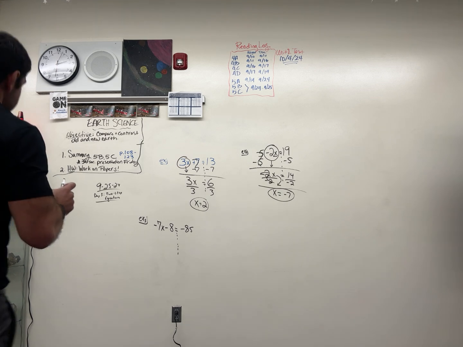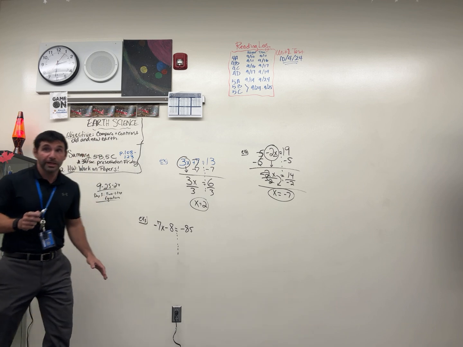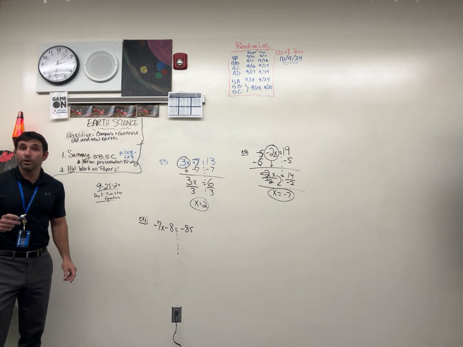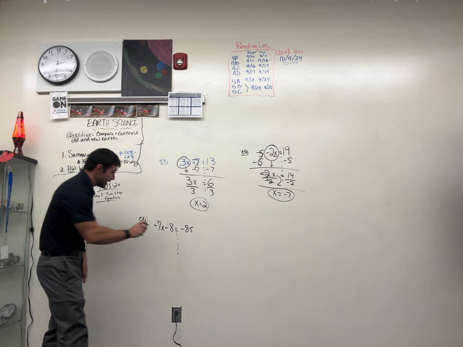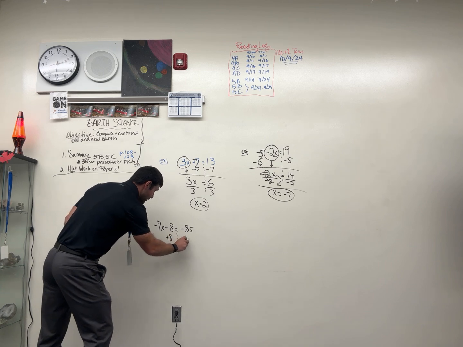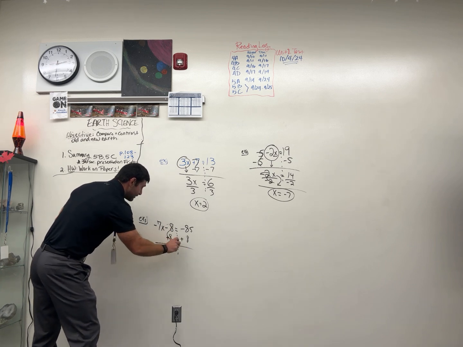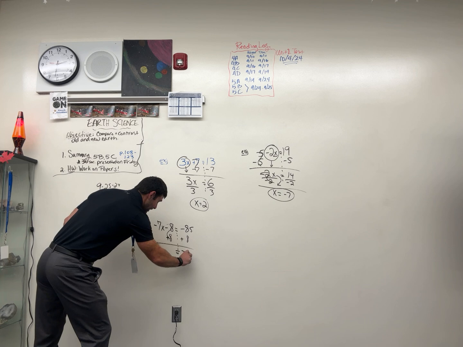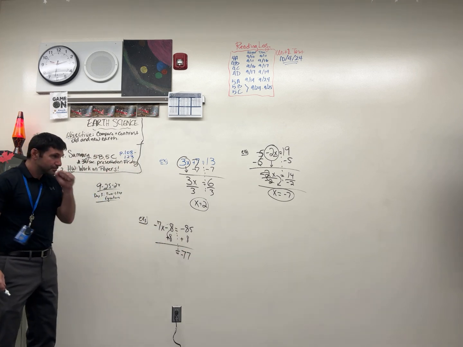Okay, most of y'all, listen, very proud of you. Already, you guys are doing great. I saw you all moving the constant. It's a negative 8. We're adding 8. Very pleased. That leaves me negative 77 on this side.